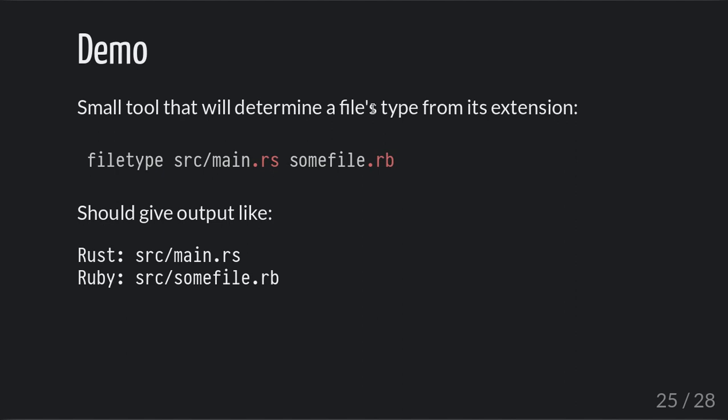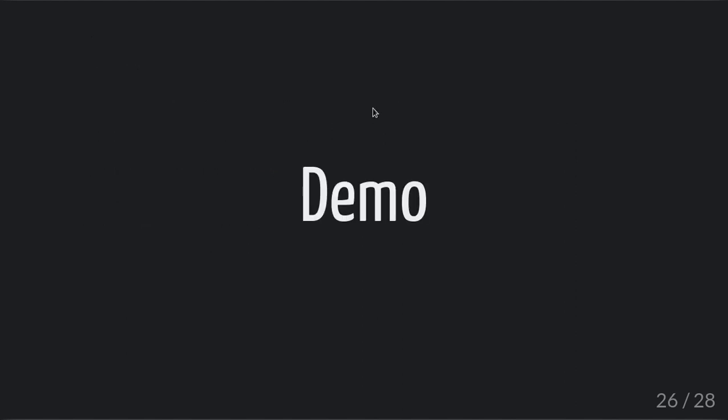So the idea of the thing I want to build is just a simple little command line tool that you pass a couple of arguments, paths that don't have to exist. It'll look at the extension and determine what type of file it is and print that out. So it'll say the Rust file is Rust and the Ruby file is Ruby. So here we go.